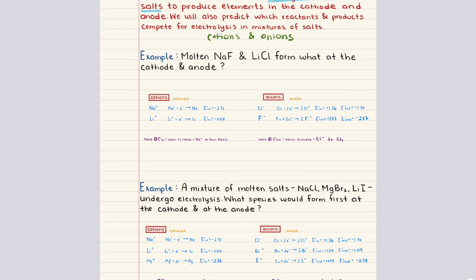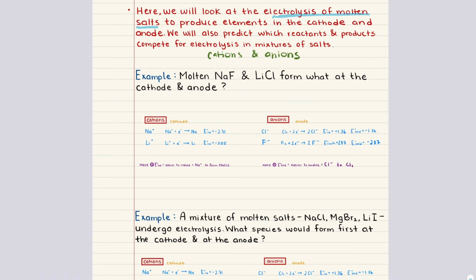In a molten salt, every ion that exists is already dissociated and mobile. The external power supply then drives the ions according to their charges. So cations migrate towards the cathode and anions migrate towards the anode. Once they arrive, the only question is which ion is thermodynamically easiest to reduce or oxidize. This is where standard reduction potentials enter the picture.